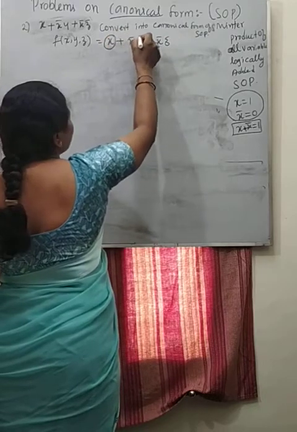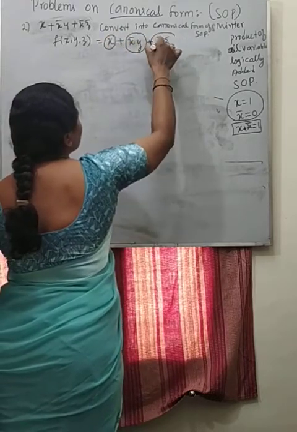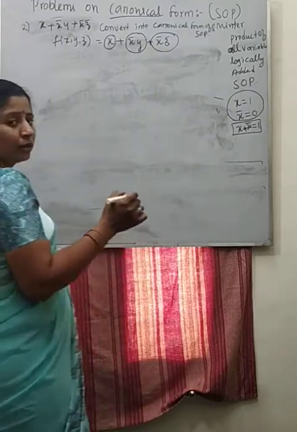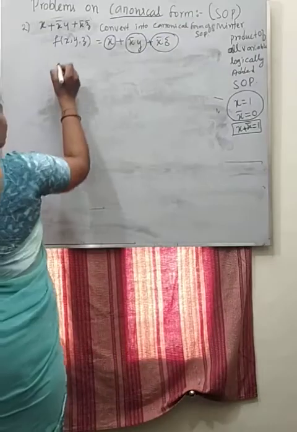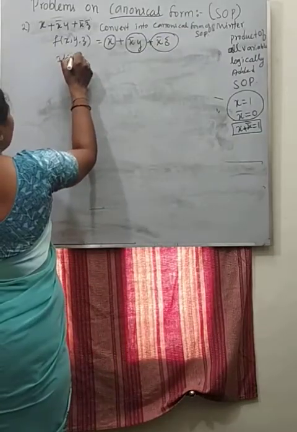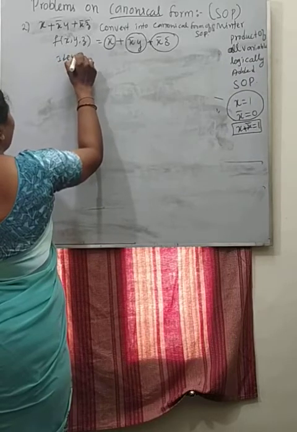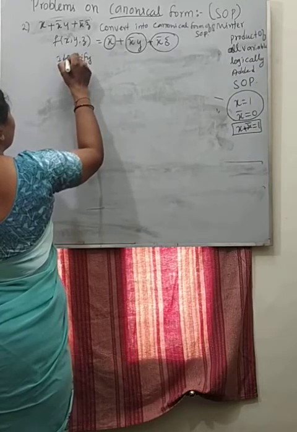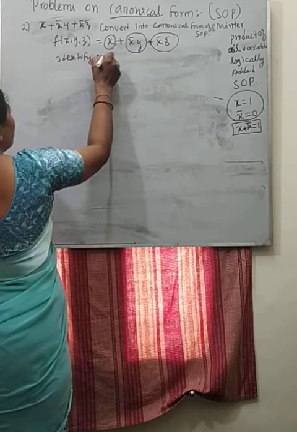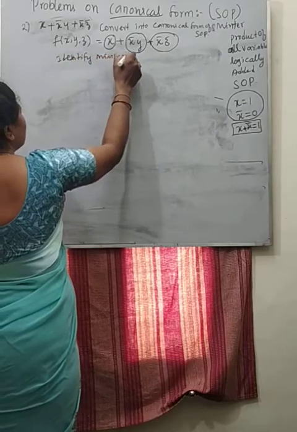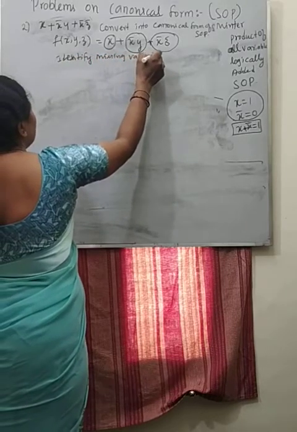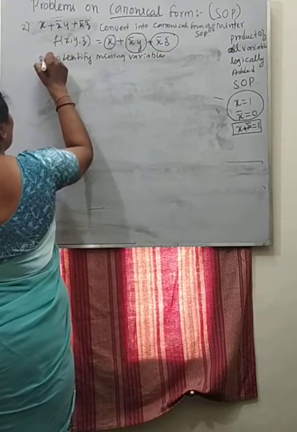This is one term. This is one term. This is one term. Okay, so 3 terms are there. Identify the missing variables in each term. That is your rule 1.